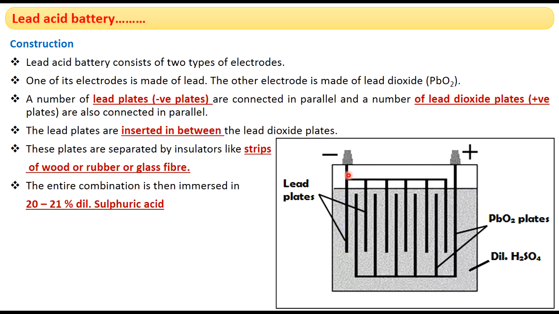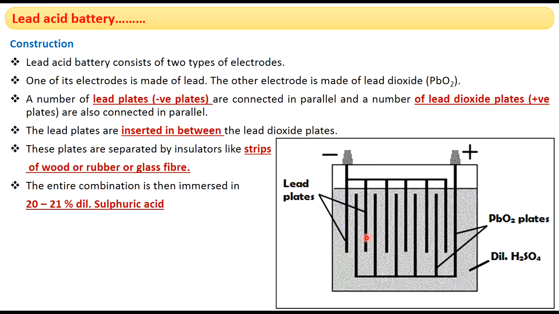Then in between lead plates we have lead dioxide plates, which are called positive plates. They are also connected in parallel, but they are inserted between the lead plates. So these are lead plates and these are lead dioxide plates, positive plates. These positive plates are also connected to one terminal. So this is the positive terminal connecting all the lead dioxide plates, and this is the negative terminal connecting all the lead plates.